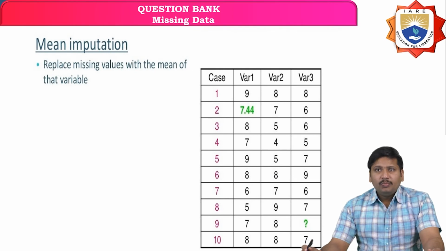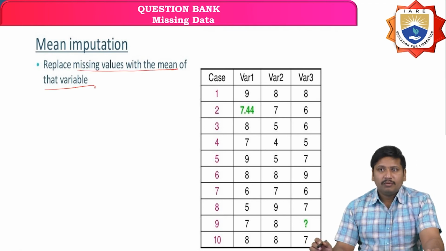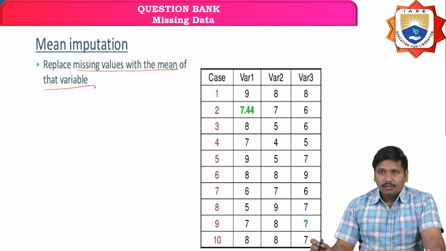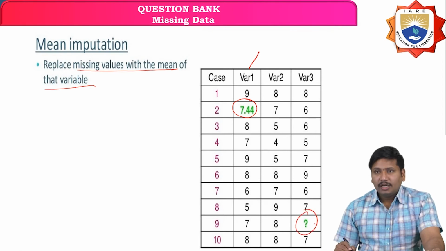And the next one is mean imputation. Mean imputation is another method which replaces the missing values with the mean of the variable. So take this: here the data is missing in variable 1, and in variable 3 the data is also missing.